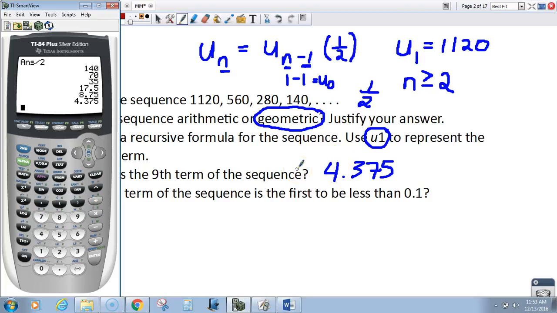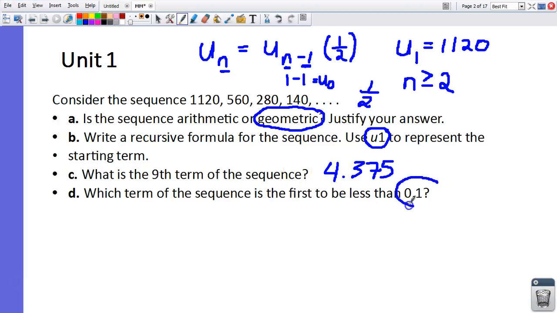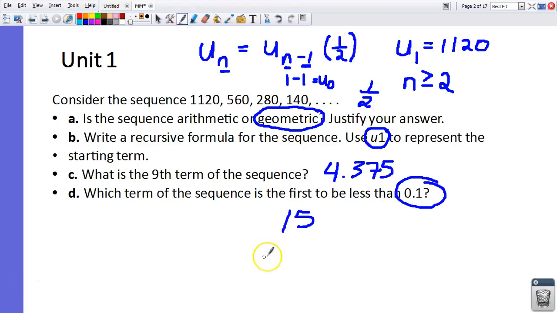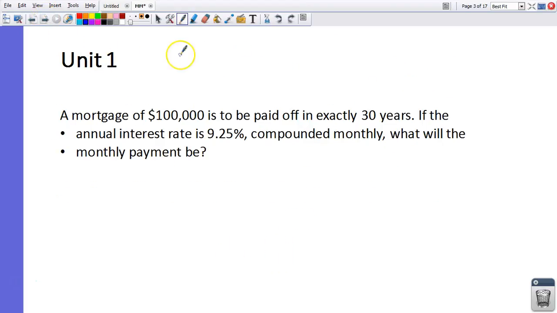And then if that's 9, now I need to figure out which one is less than 0.1. So I'm going to keep going. 9, 10, 11, 12, 13, 14, 15. And 15 is the one where it's less than 0.1. All right, question number 2.